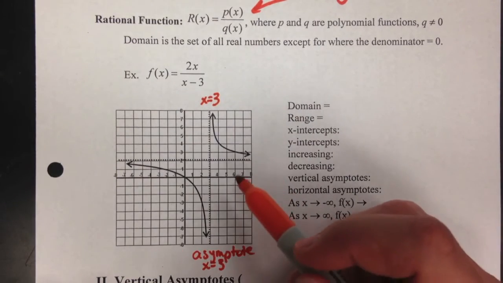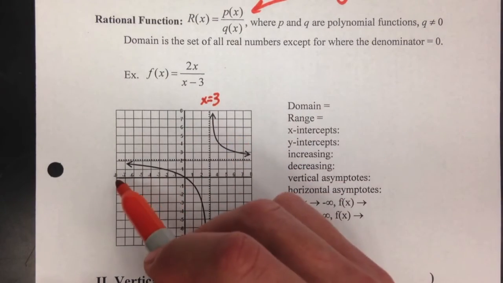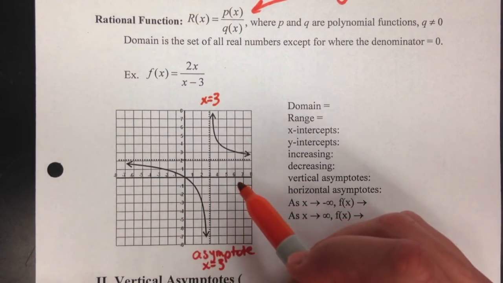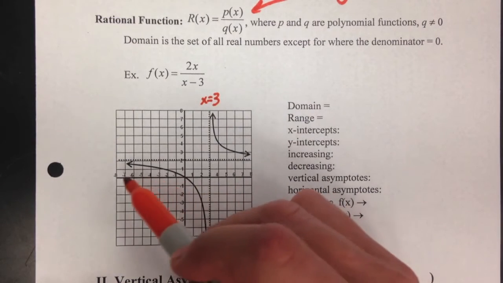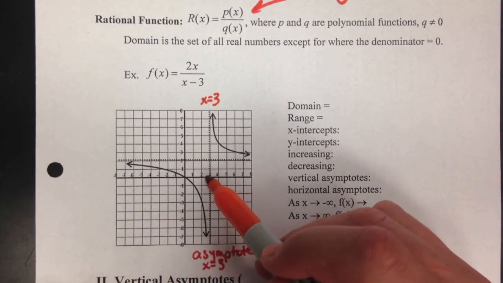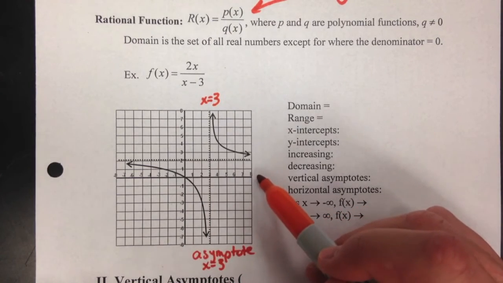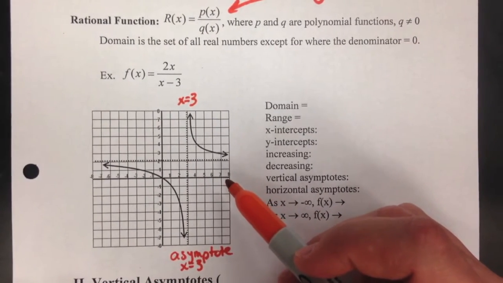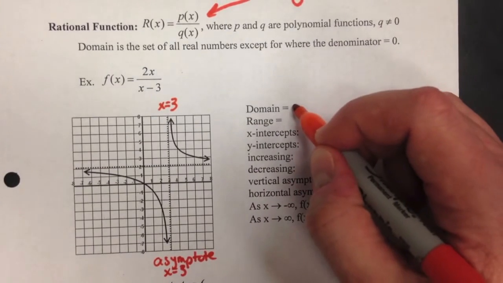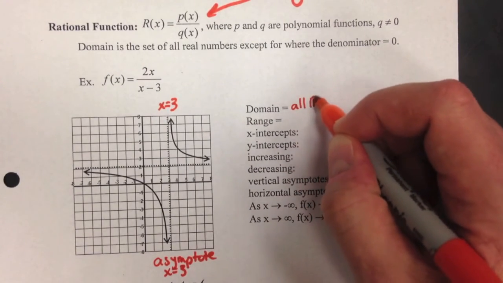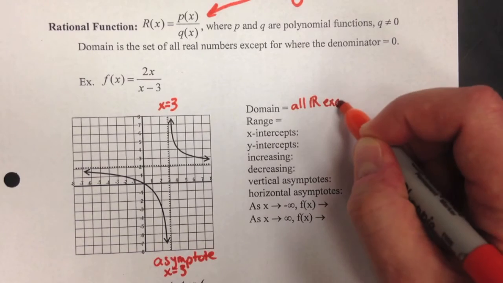So what happens is that my domain is not negative infinity to positive infinity. My domain goes from negative infinity to 3, and then from 3 to positive infinity. It's going to be everything. I'm going to say the domain is all real numbers except 3.